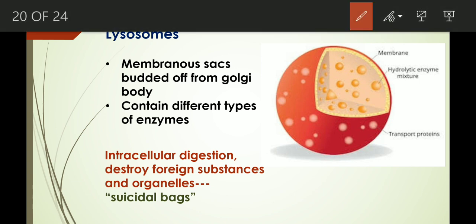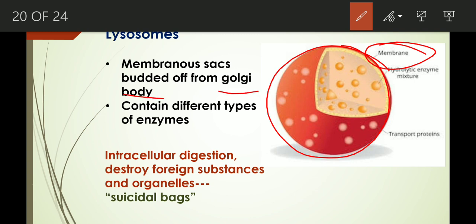Lysosomes are sacs. It's a sac-like structure. They contain a membrane. Lysosomes are formed from the Golgi body. So from Golgi apparatus we get lysosomes. These lysosomes contain various different types of enzymes. Approximately 40 different types of enzymes are present inside lysosomes. Okay. Now the main function of lysosome is to digest. It helps in intracellular digestion.